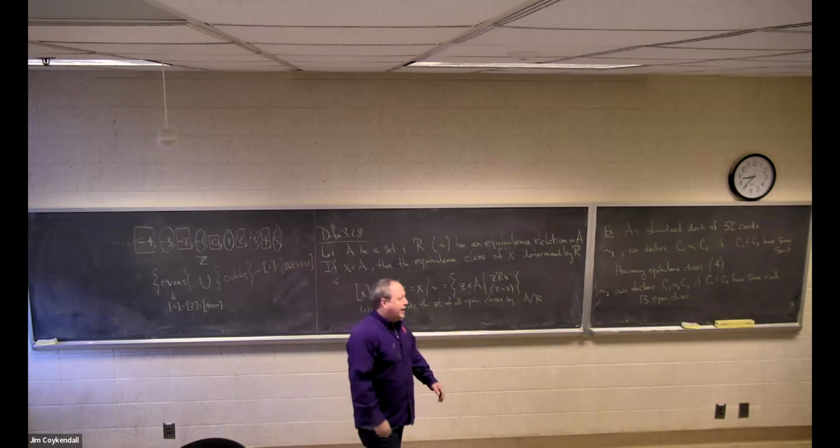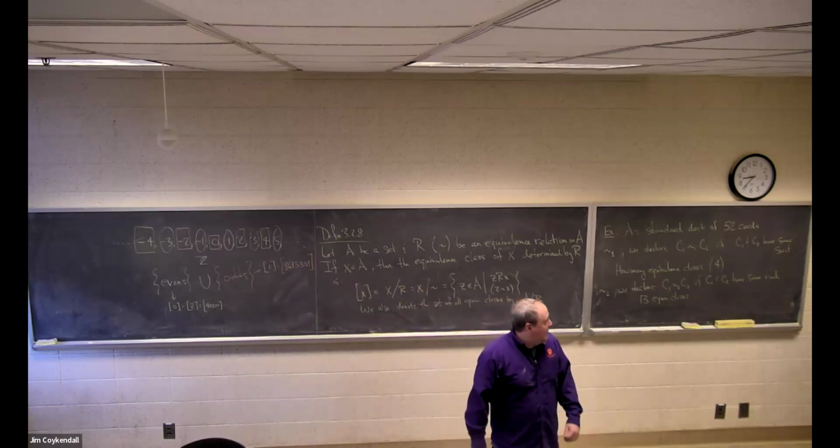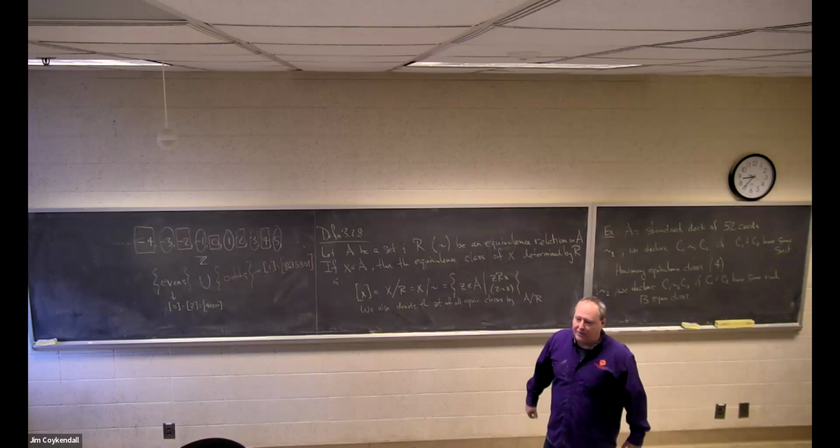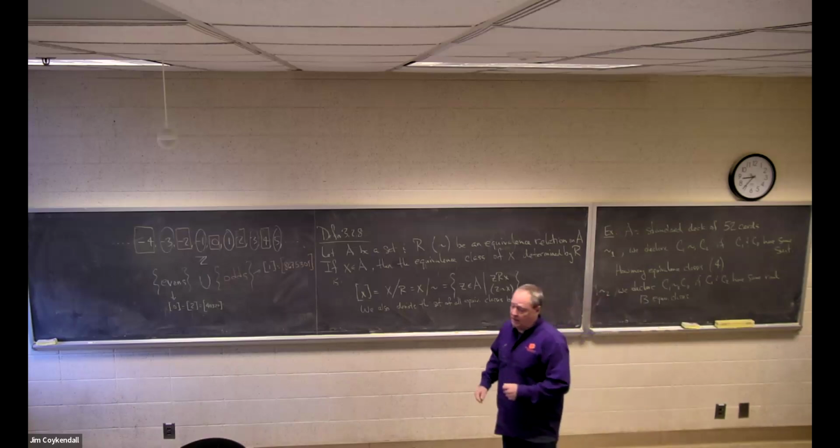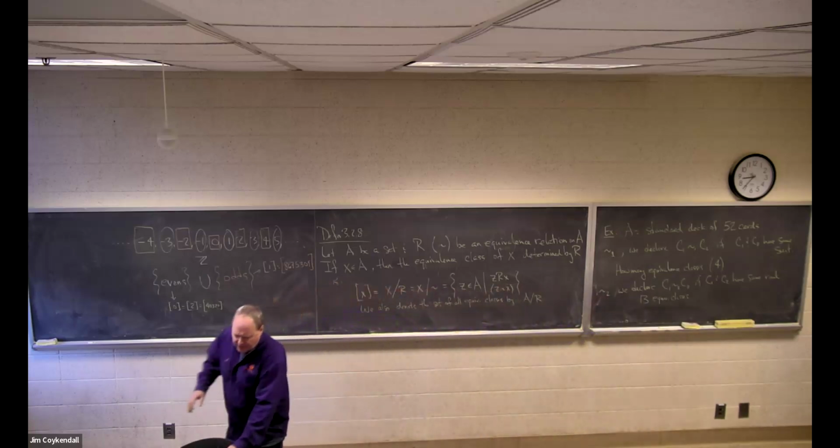Do all equivalence classes have to have the same number of elements in them? In these nice examples, there's a nice symmetry. Yes, but in general, no. And we'll see why that's true.